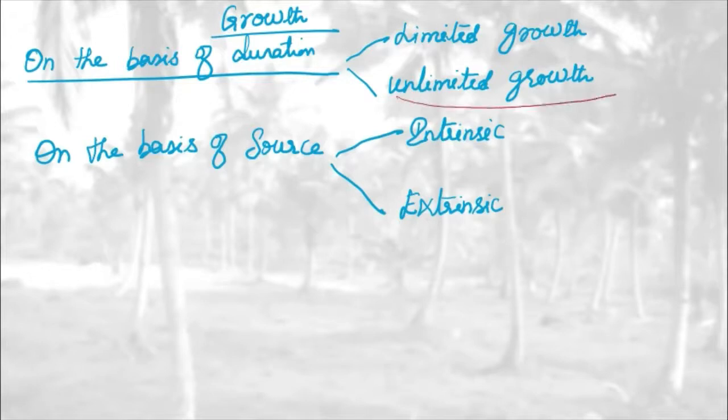Let's talk about unlimited growth. It always happens in plants. The growth happens due to cell division and it happens continuously in their whole lifespan. When we talk about limited growth, it happens in animals. This growth is seen only up to a certain age with the help of cell division. The second criterion is based on the source. We have two types of growth: intrinsic growth and extrinsic growth.